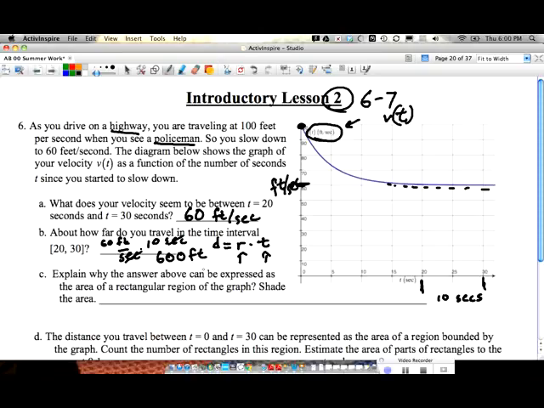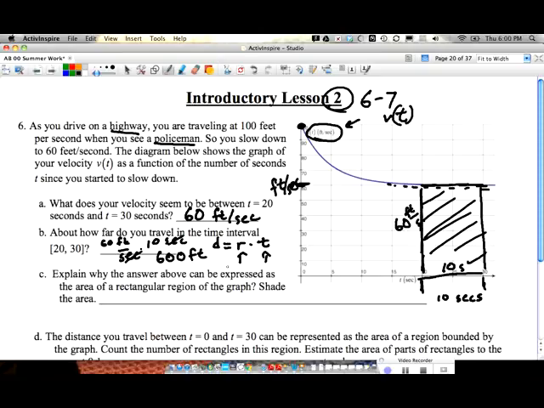Now it's saying, explain why the answer above can be expressed as the area of a rectangular region on the graph. Okay, so look at this space that we're talking about. We got a top edge here at 60. That means that this side of the rectangle would be 60 feet per second. And here we got 10 seconds. So we have this rectangle that we could shade in here. That means that the area of that rectangle represents the calculation that we just did.